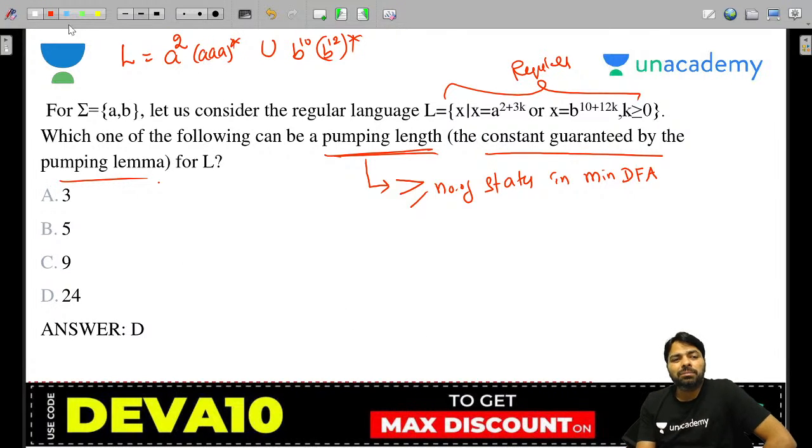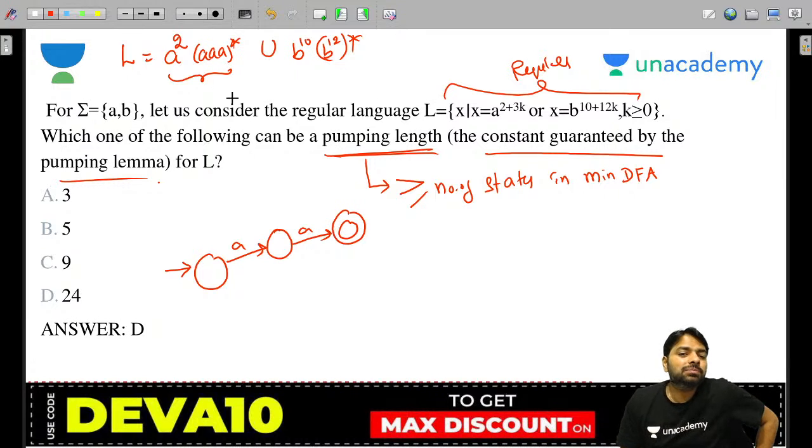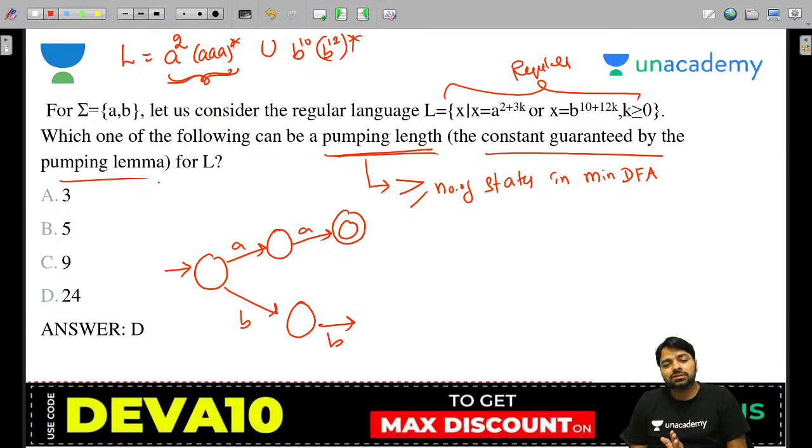If I try to design a machine for this, minimum 2 A's first. After that, if you have only a power 2 and triple a whole star, you can take the help of the initial state, but now you can't, because the other side, b power 10, comes. After a there is a chance of b if you come back to the initial state. So we should not do that. We should not come back to the initial state.